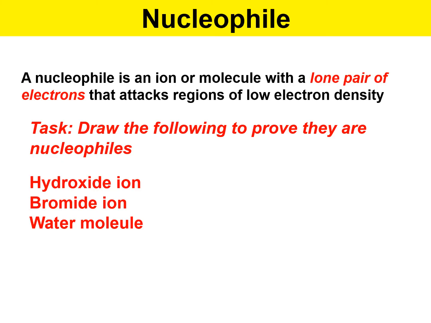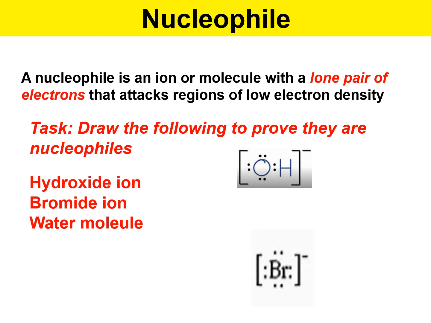In this topic, we are going to meet nucleophiles. The definition for a nucleophile is it is an ion or a molecule with a lone pair of electrons that attacks regions of low electron density. Here are some of the nucleophiles we are going to meet in this topic: hydroxide ions, bromide ions, and water molecules. So in these examples, you can see you have both ions, the hydroxide ion and the bromide ion, and molecules, you have water.